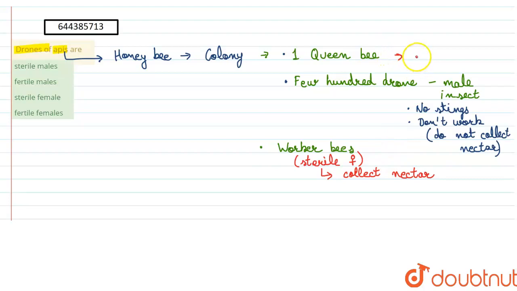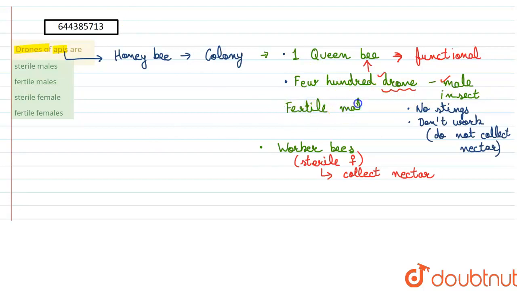Now this queen bee, it is functional. That means it is fertile. And the role of the male insect or the drone is to mate with this queen bee, right? These drones, they only have a role in mating with the queen bee. So we can say that the male insect or the Apis drone, they are fertile male, right?